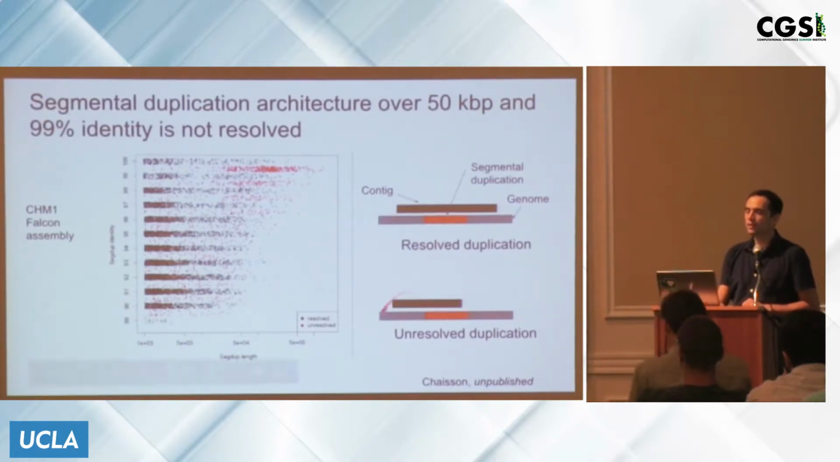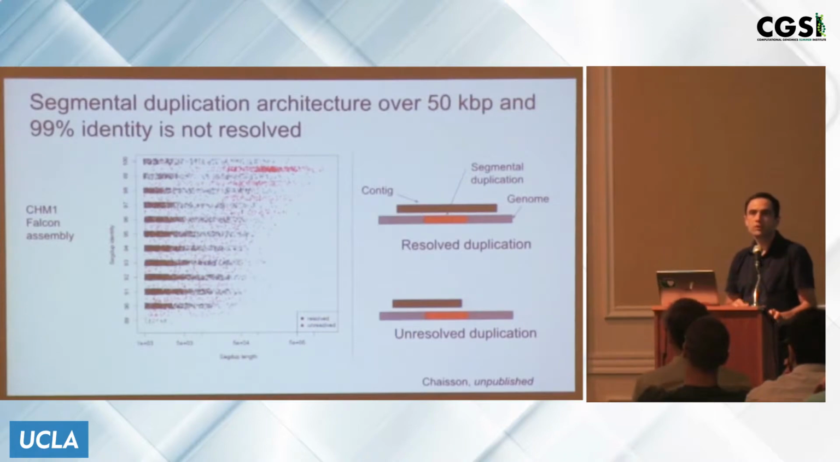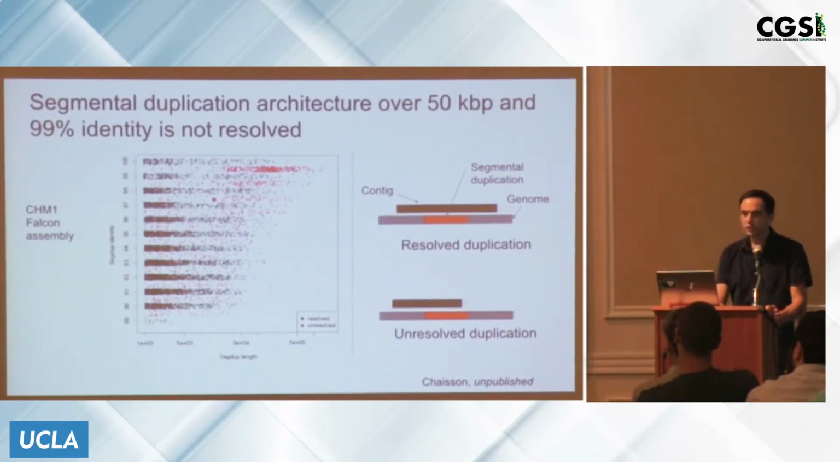If the assembly ends either before the duplication, which is shown in red here, or within the duplication, we call it unresolved. If you change your gaze to the red dots, what you can see is that these correspond to the longer and more high identity duplications within the human genome. This plot looks essentially the same on every de novo assembly that we've applied this to, even with some of the most recent nanopore runs. So with the runs that are getting longer and longer read lengths, we're still seeing this large cluster of long and highly identical segmental duplications that are not resolved.